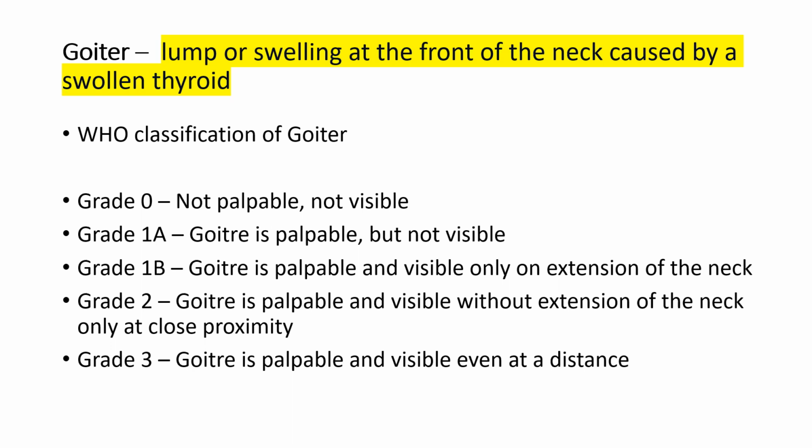Grade 3 is a goiter which is palpable and visible even at a distance, those big ones that you come across sometimes at the ward. Okay, so for the exam, especially short cases, they usually give a big one like grade 2 or grade 3, but if you're unlucky, you might get a 1B, something that is barely visible or visible only on extension of the neck. Usually grade 2 and 3, okay? So if you can see it clearly from a distance, you can confidently say this is a grade 3 goiter.